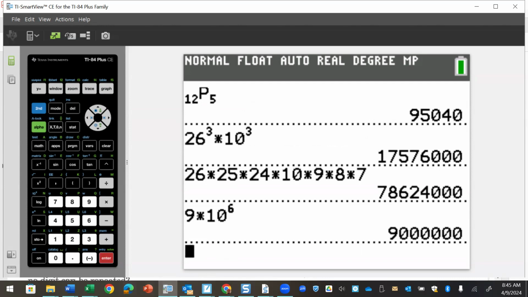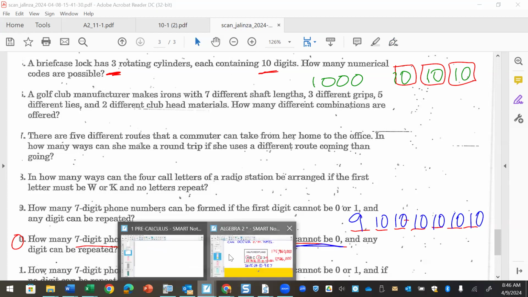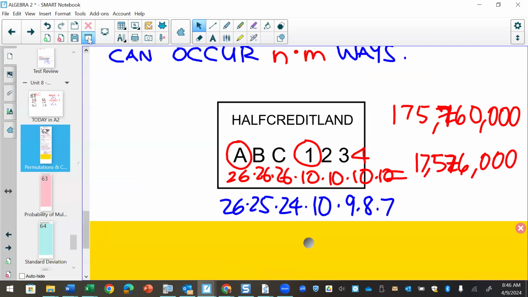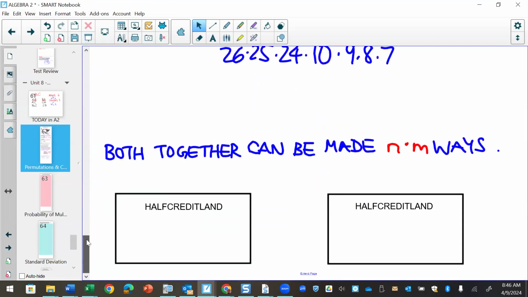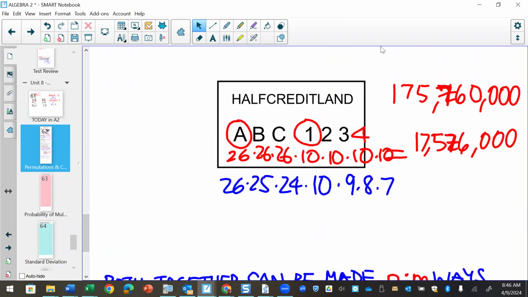It says any digit can be repeated. All right. So rather than doing them together here, I think I want you to practice, but let's take one last look. Yeah, I think we are good enough.